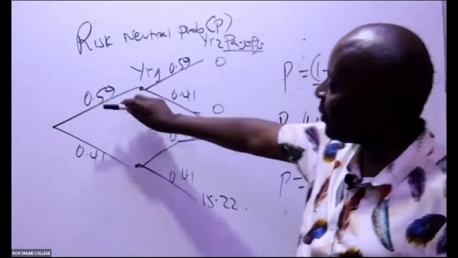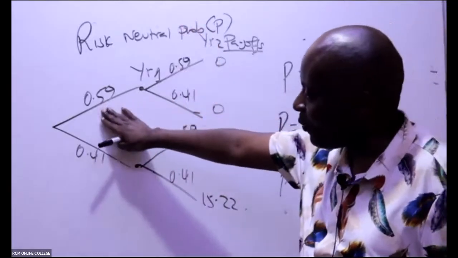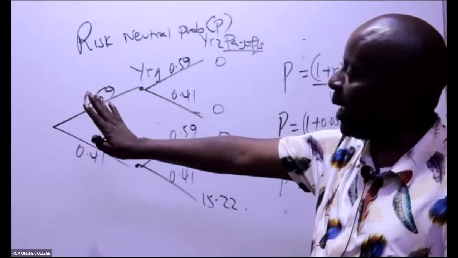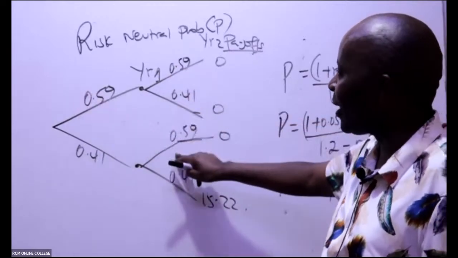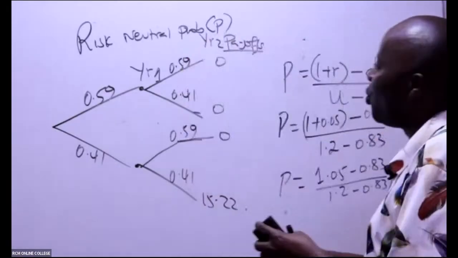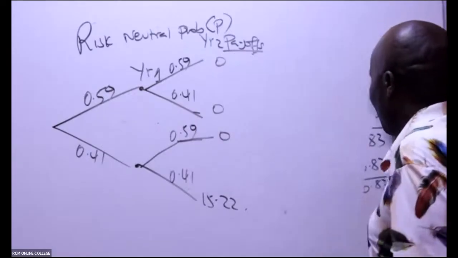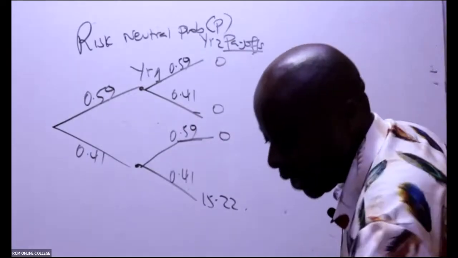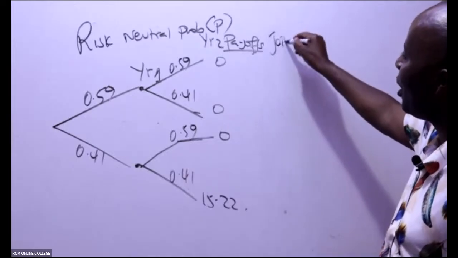Because once you get this 0.59 risk-neutral probability, automatically the other one will be complementary, 0.41. So you have your payoffs. What you need to do now is to give us the joint probabilities, the JPs.